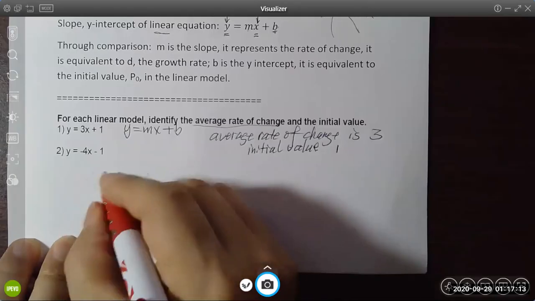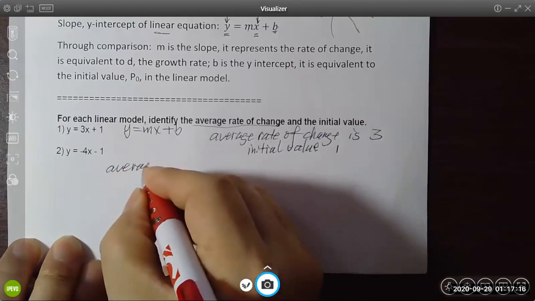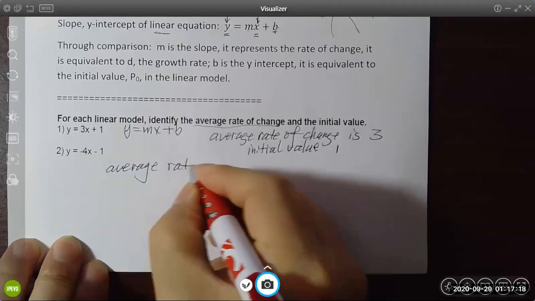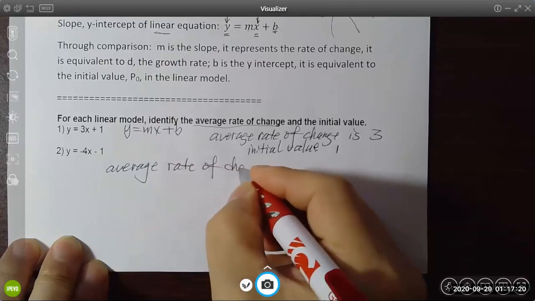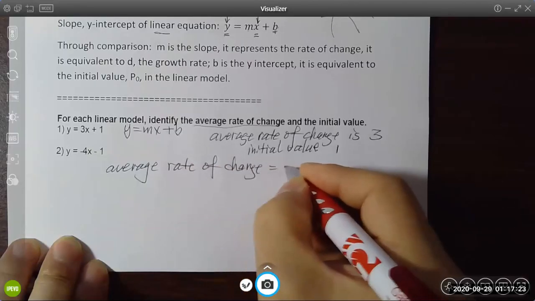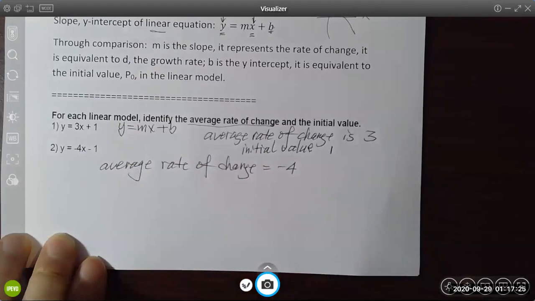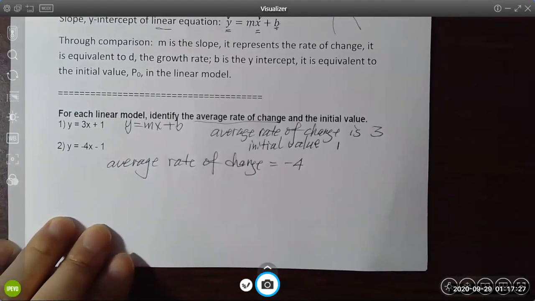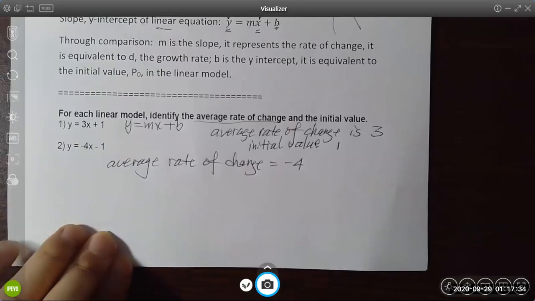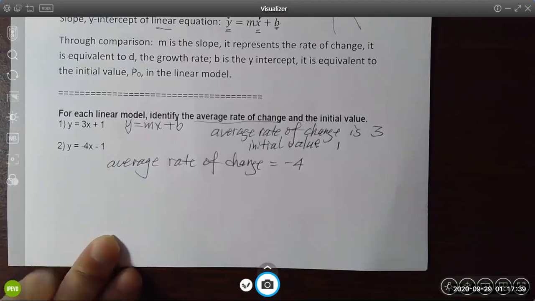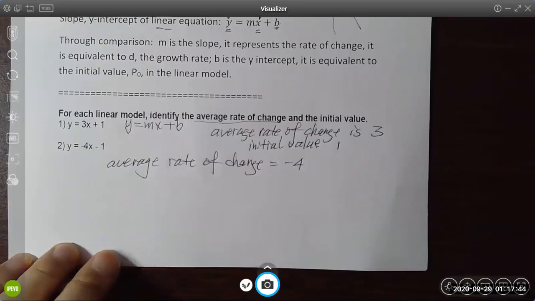So our average rate of change equals -4. Don't forget the negative sign in front of it. If you have an average rate of change that is a negative number, that means it's declining, it's a decay rate. We don't call it growth rate anymore, it's decay rate. So that means for every unit increase in x, y will decrease by 4. That's the meaning of it.